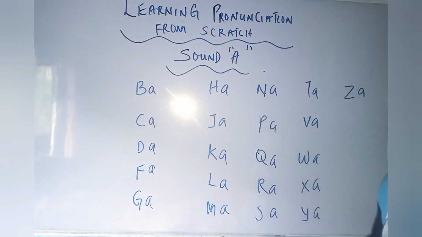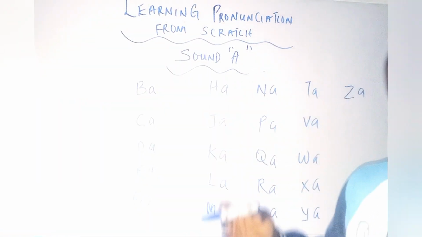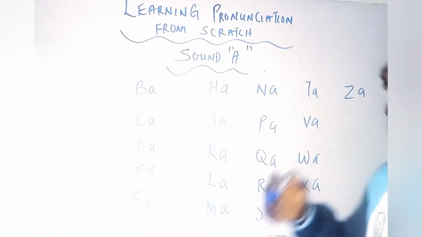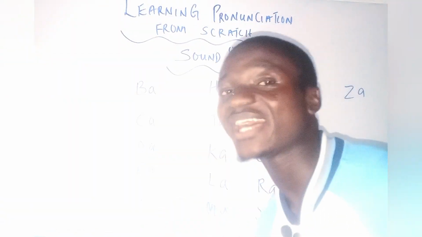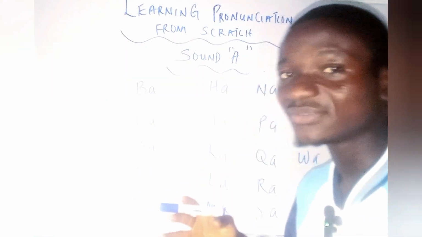Now, we have Q-A, because Q sound K and A sound A. So, both of them are going to give us Kwa. Again. Kwa. That's for that. Now, R-A, because R sound R, A sound A. When you merge them together, it's going to give us Ra. Again. Ra. One word.